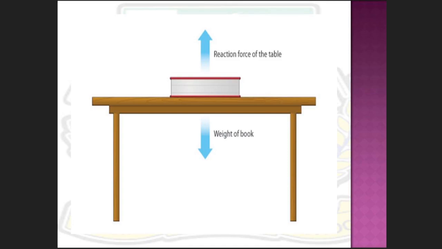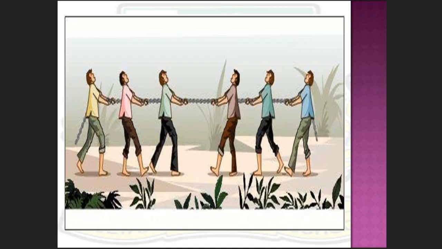The next example is of a book lying on a table and here you can also see that there are two forces acting on it. Number one, the reaction force of the table. Number two, weight of book. And the same is the case here with tug of war.